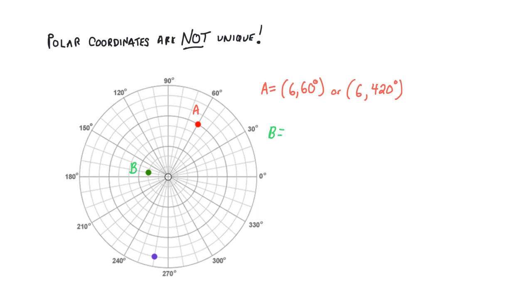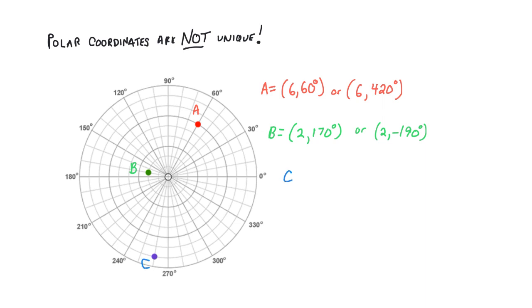Meanwhile, point B, the typical way to describe that coordinate would be a radius of 2 and then an angle of 170 degrees, again measured counterclockwise from the positive x-axis. However, if you wanted to use a negative angle, you could come backwards 190 degrees, and you'd still end up at point B. It's the same.